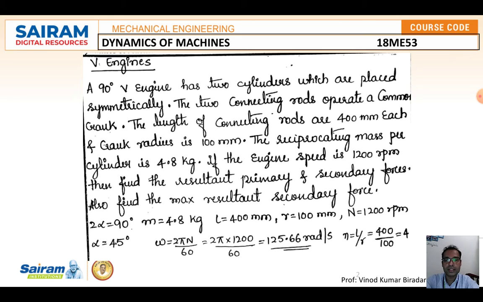Now we need to calculate the angular speed. We have the formula omega is equal to 2 pi N by 60. Substituting N is equal to 1200, you get omega is equal to 125.66 radian per second. We have the obliquity ratio formula, small n is equal to length by r, so 400 by 100 is equal to 4. First you read the question and note down the given data. What is not given, you calculate, that is the angular velocity and the obliquity ratio.